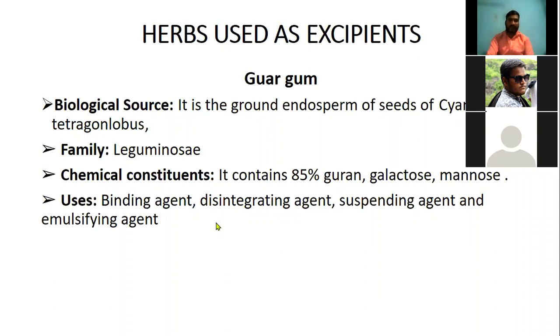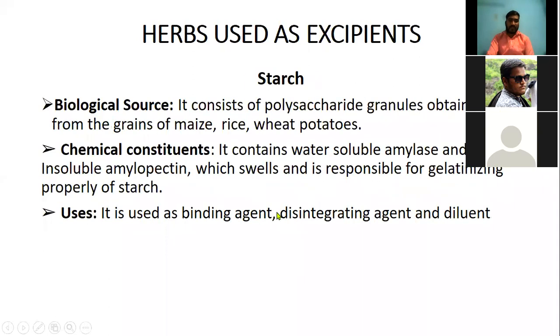Then we will see another example, which is starch. You know very well about it. It is a polysaccharide obtained from the grains of maize, rice, wheat, and potatoes.